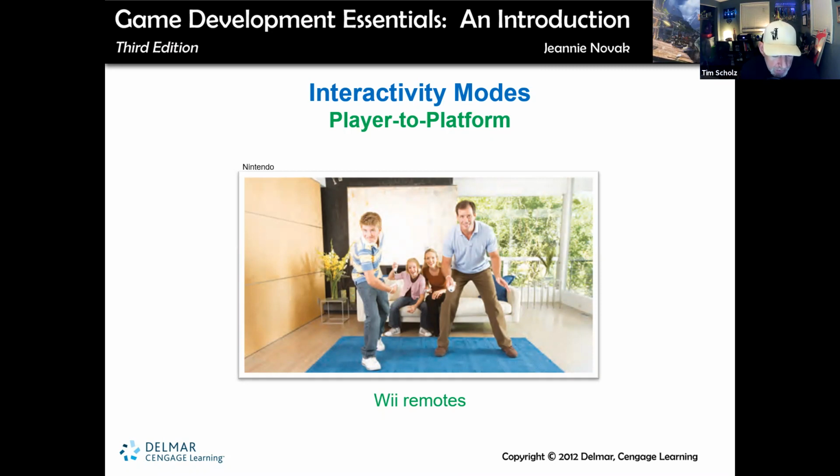It's basically your interactivity based on your system's graphics and sound capabilities, the input devices that are available, what kind of memory, battery, storage. Your player to platform interactivity is all about the power or lack of power, depending on the type of hardware, just how much the hardware allows you to connect. So obviously one of the things that made the Wii so popular when it came out was this player to platform interactivity, the Wii remotes, the motion, the ability to move, to where you weren't just sitting there pushing buttons on a controller. You actually became part of the controller.